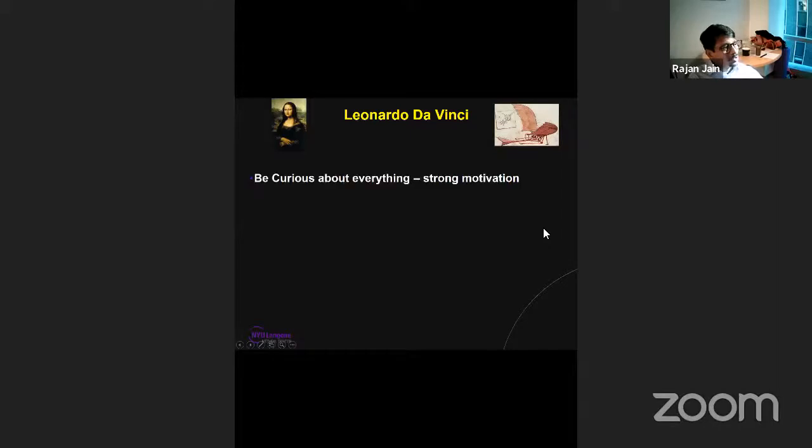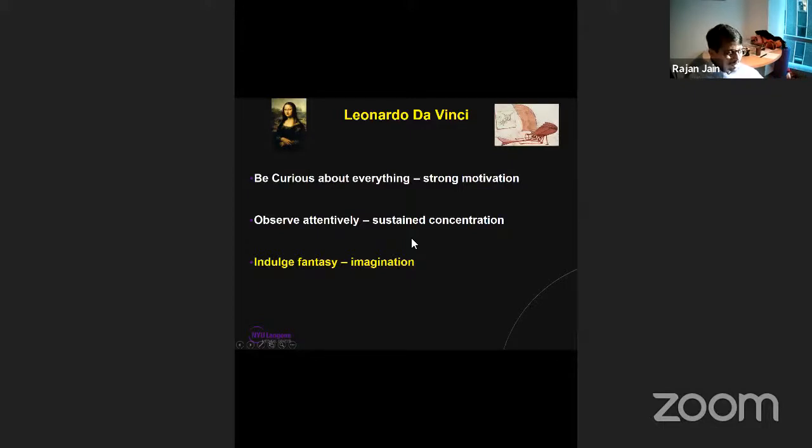And this is what we can actually study with resting state functional MR, and that's what we try to do in this paper. But just for the trainees, if anybody is listening, these are three things which are very strongly needed for a scientist and an artist. For example, Leonardo da Vinci: you have to be very curious, you have to observe attentively, sustained concentration is needed, but more importantly, you also have to indulge in fantasizing, right? Daydreaming, and let your default mode network be really active, right?